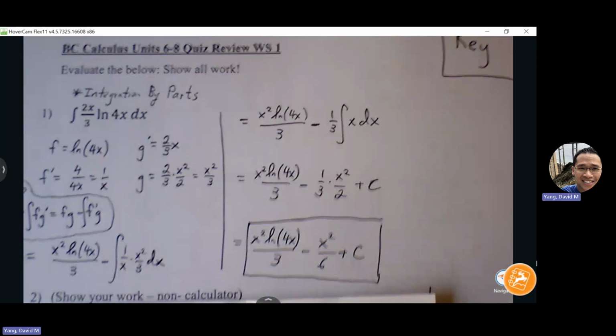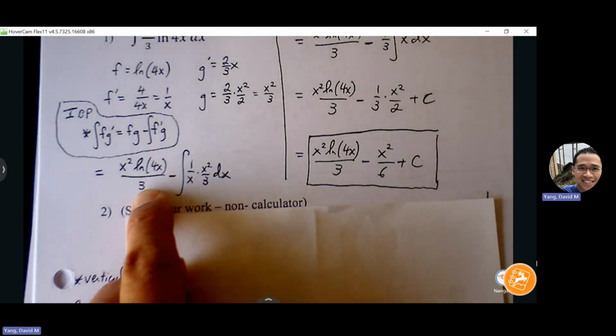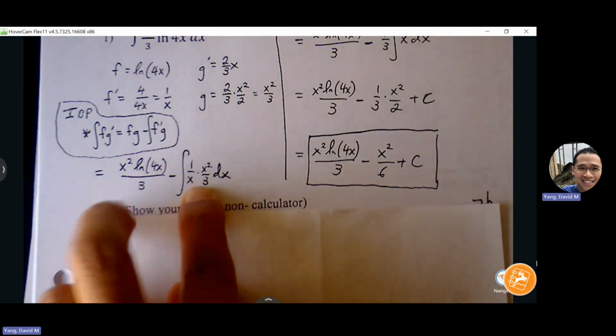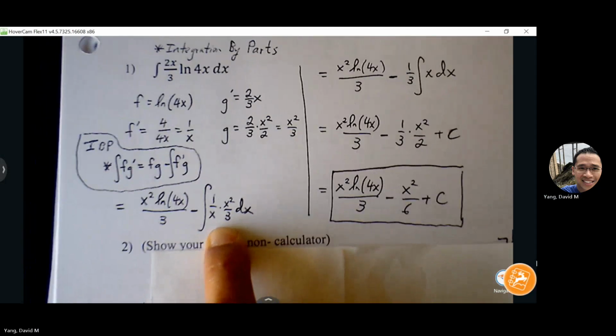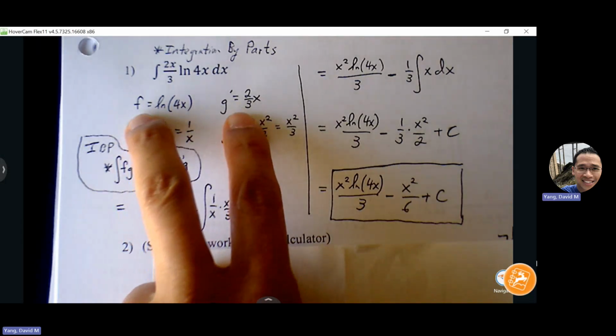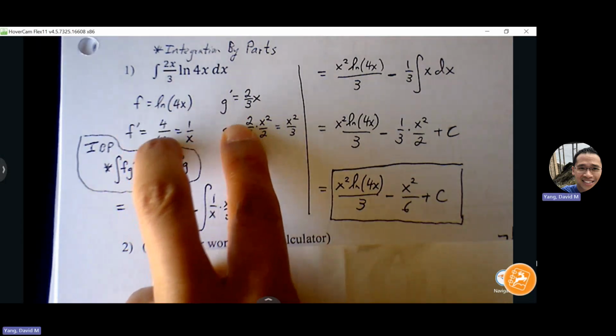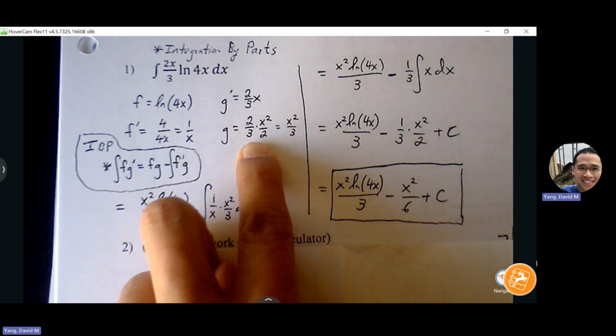Now, when you use integration by parts, there's always going to be the first portion that is completed and the second portion that remains incomplete. So we have to resolve the second integral expression there. But you're always going to start off with f and g prime. On the f side, you're going to find f prime. On the g prime side, you're going to take the antiderivative, get to g.